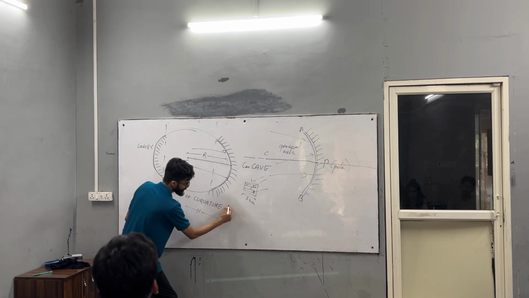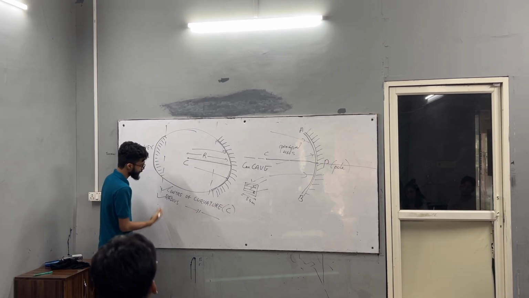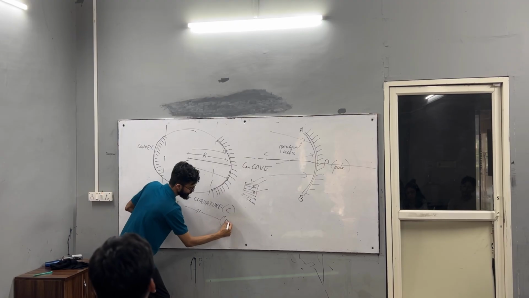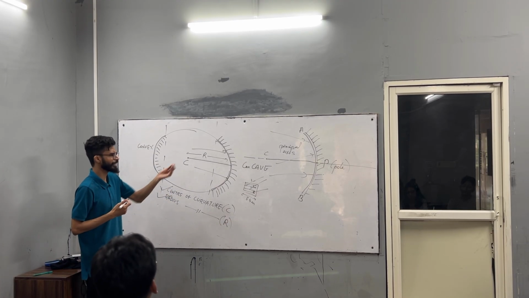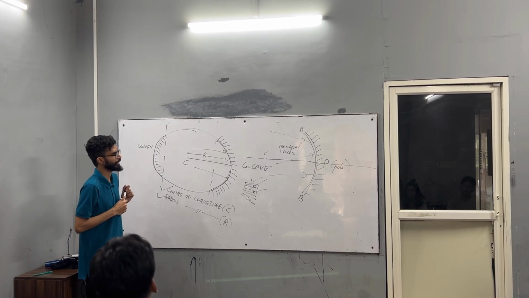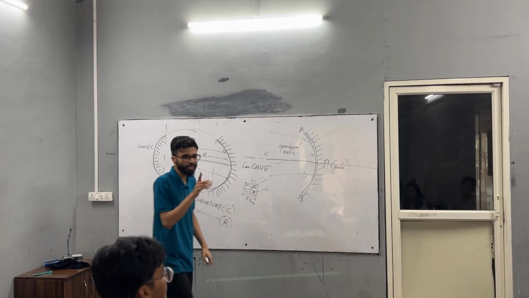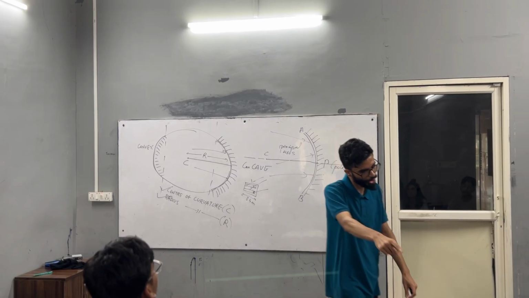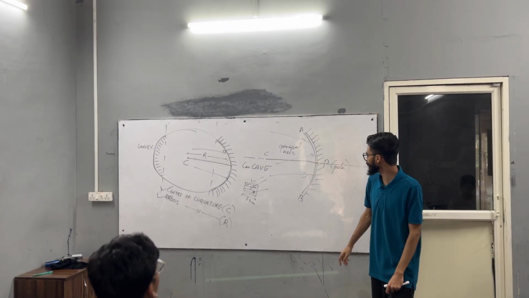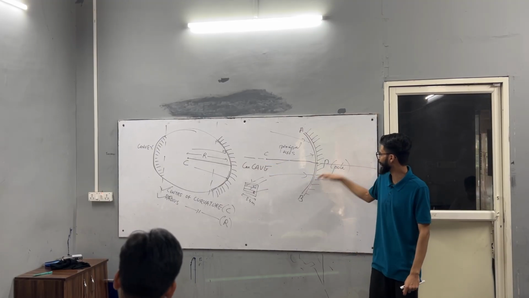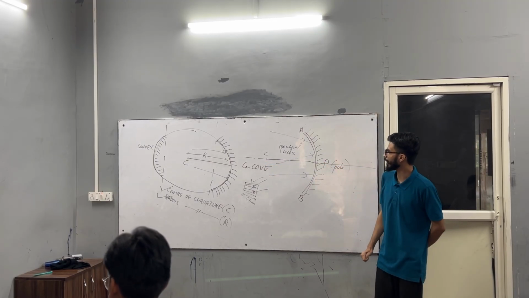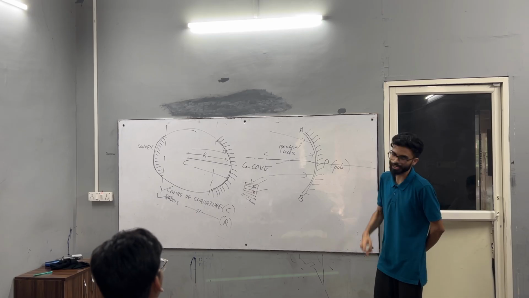Center of curvature is denoted by capital C, radius of curvature with capital R, pole with capital P, and principal axis. Okay? So everyone draw a convex mirror and try to mark the center of curvature, principal axis, and radius of curvature. Let's go.